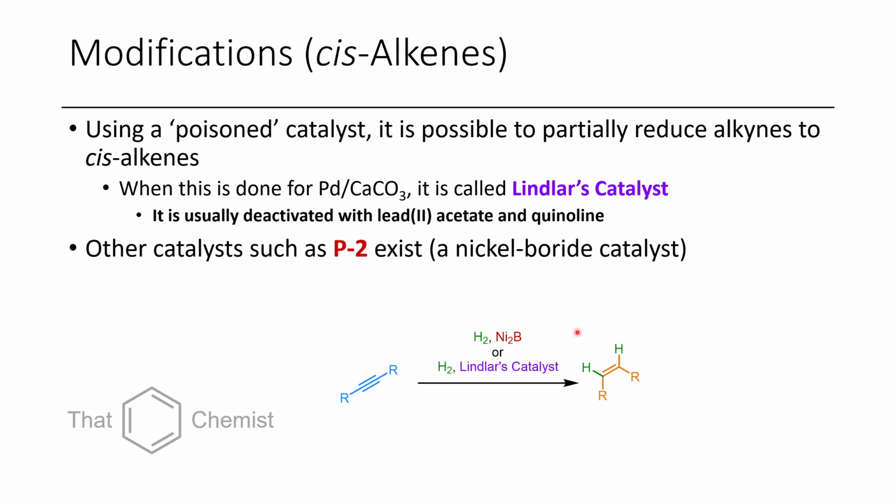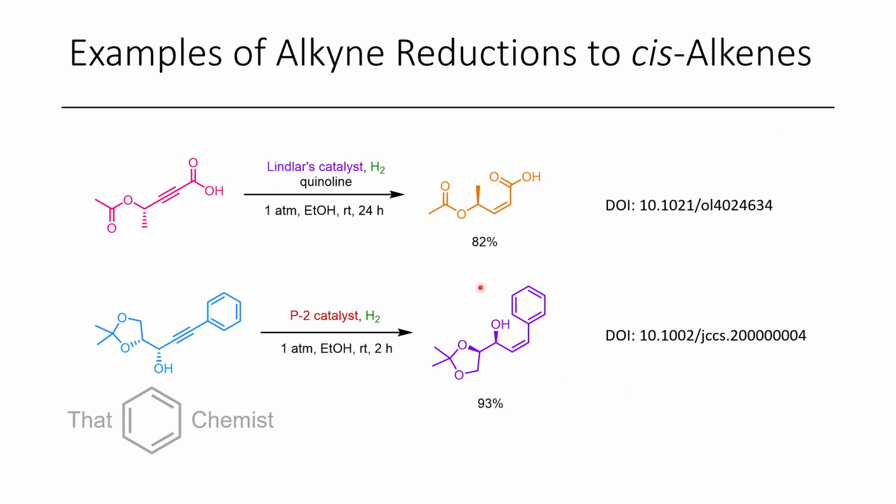But the reason for this is, again, hydrogens being added to the same side. So if you want to get a trans-alkene, you have to do different conditions, which we'll talk about in a minute. So some examples of the syn reduction of alkynes to cis-alkenes. Here you can see this alkyne was reduced with Lindlar's catalyst in 24 hours in high yield. And in this case, we have another alkyne, which is converted using P2 into high conversion as well in only 2 hours.